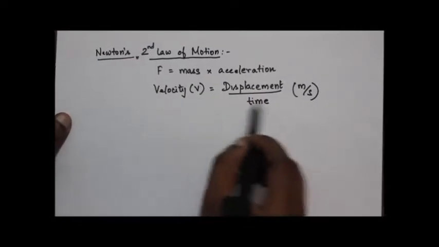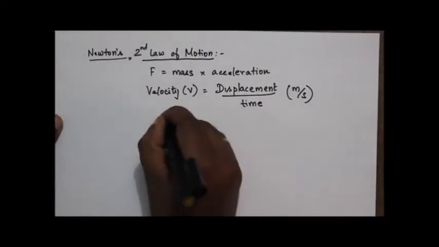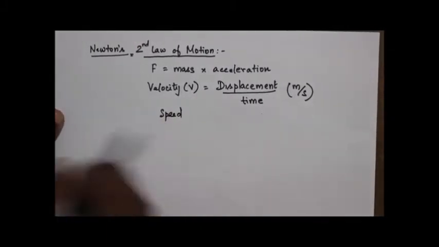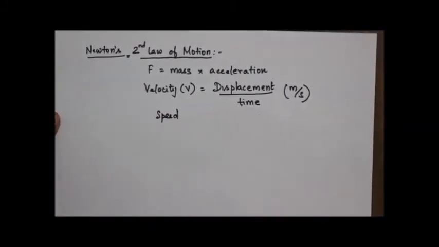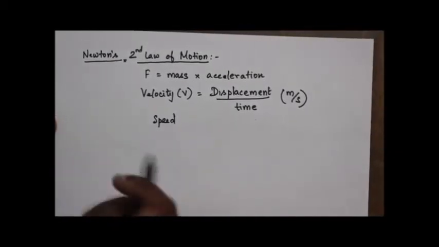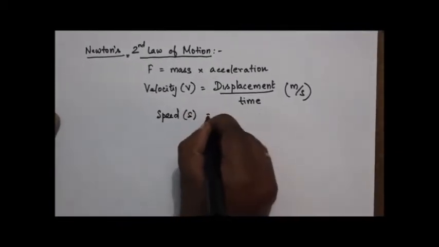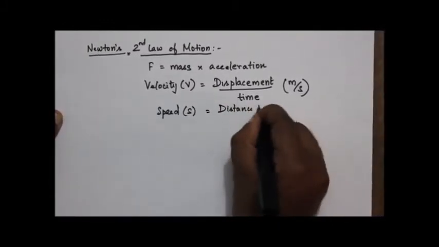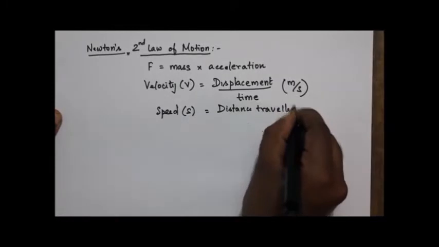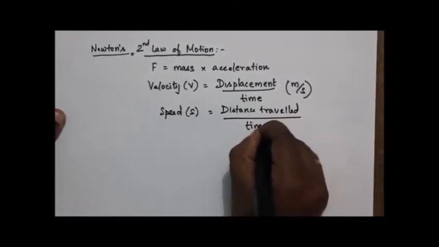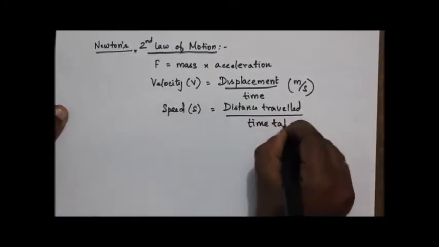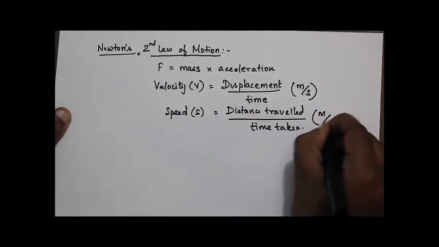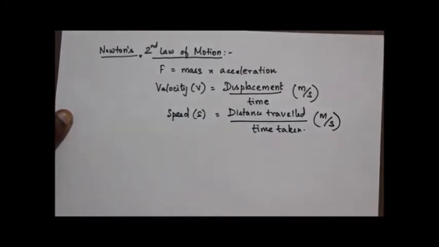Now, having defined what is velocity, we are defining what is speed. Is speed and velocity the same? Are they equal? No, definitely not. Then what is speed? Speed is defined as the ratio between distance traveled to the time taken in traveling that distance. And like velocity, it also has the same unit of measurement, which is meters per second.